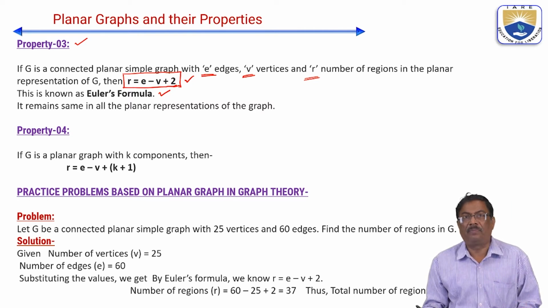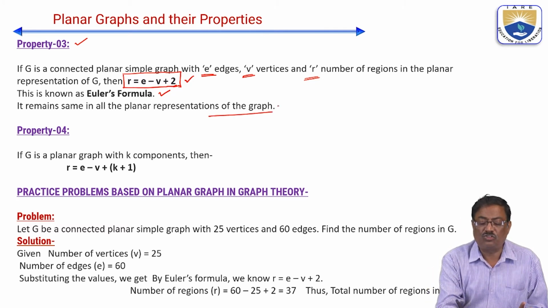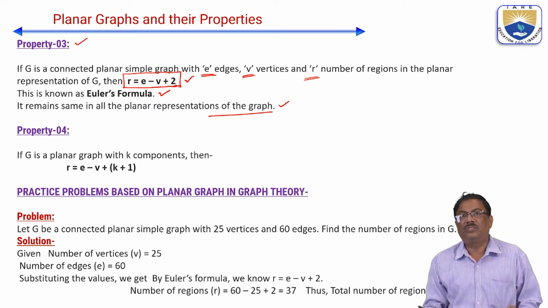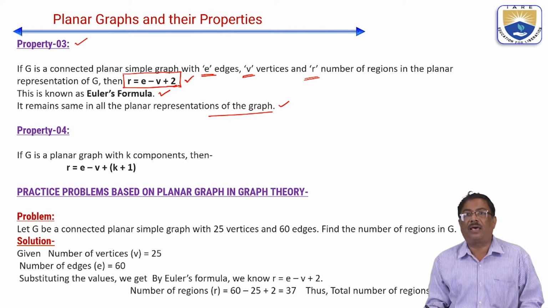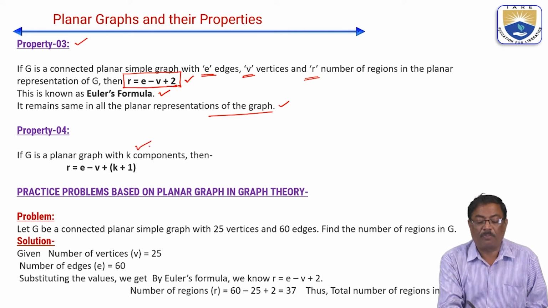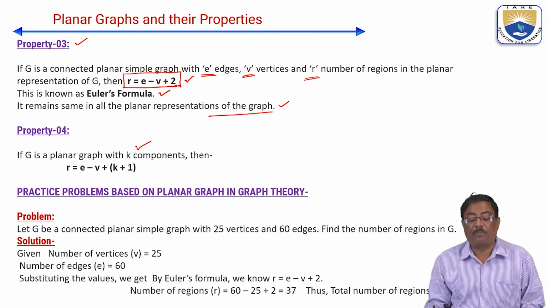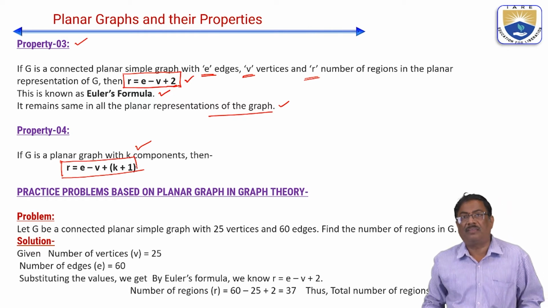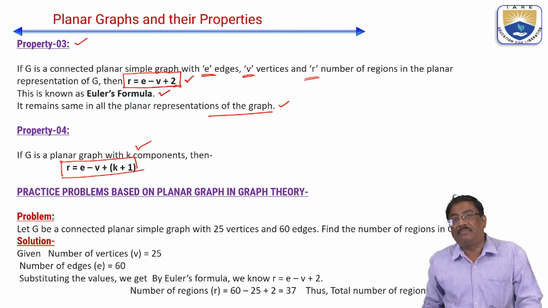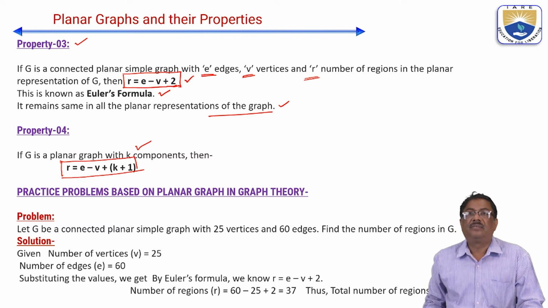It remains the same in all planar representations of the graph. So this is true for all planar graphs. So this is Euler's theorem. And another property: if G is a planar graph which has K components, then we take the relationship like this: R is equal to E minus V plus K plus 1. So these are the 4 properties that we have on planar graphs.